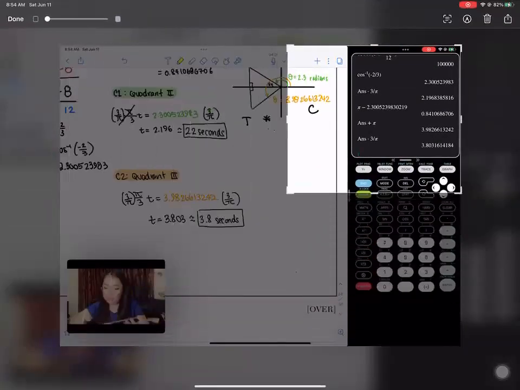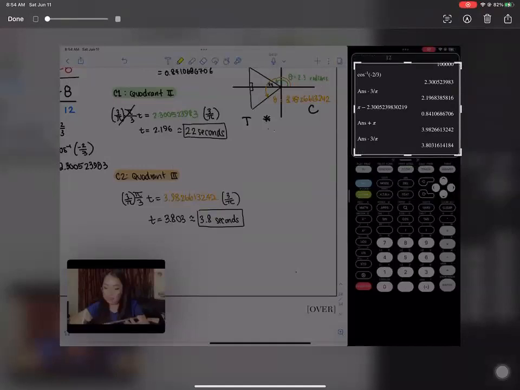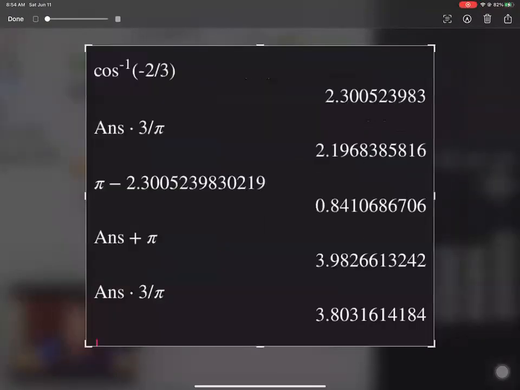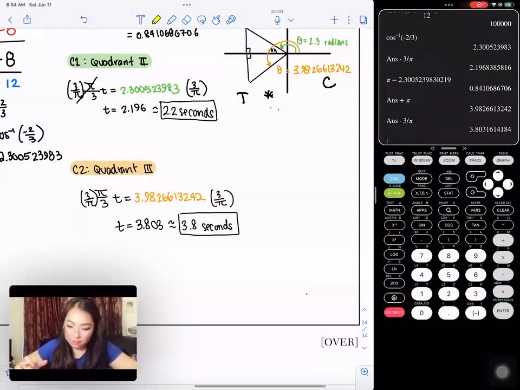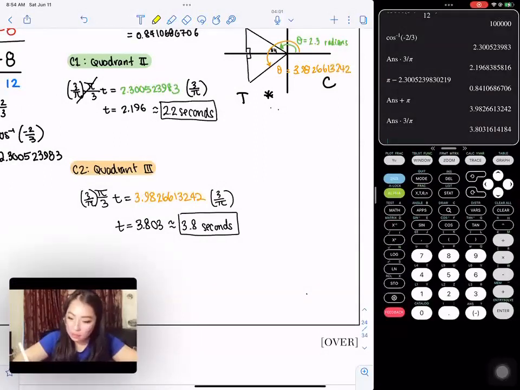Okay, so the other way, as you're watching, is to use the graphing calculator. And you'll get full points, but you just have to write that you're using the graphing calculator.